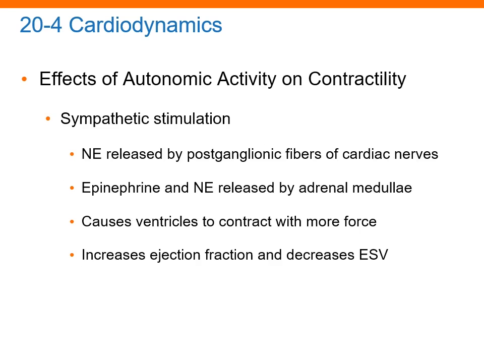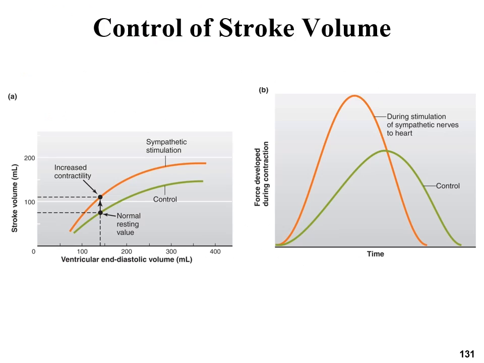So again, how does the autonomic activity affect contractility? So the sympathetic nervous system, again, primarily releases norepinephrine in the neurons, and then epinephrine from the adrenal medulla. Okay, that causes ventricles to contract with more force, and that's due to that beta-1 receptor, and that increases the ejection fraction, and again decreases the end systolic volume.